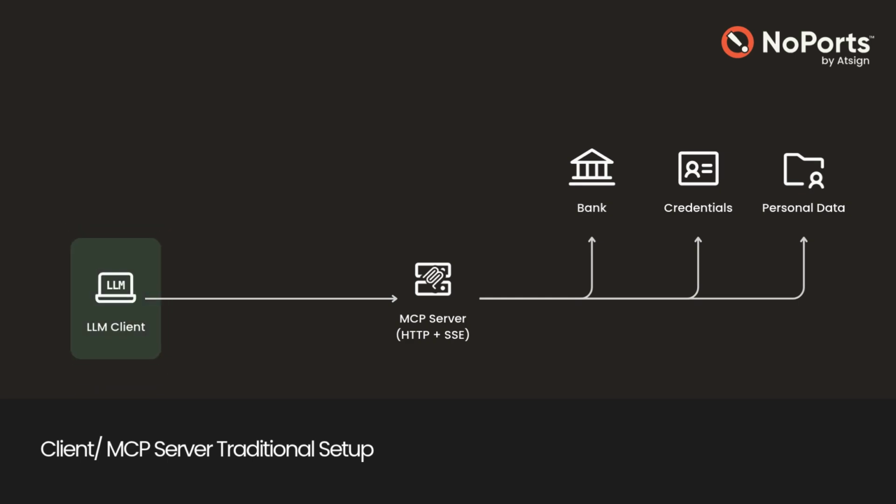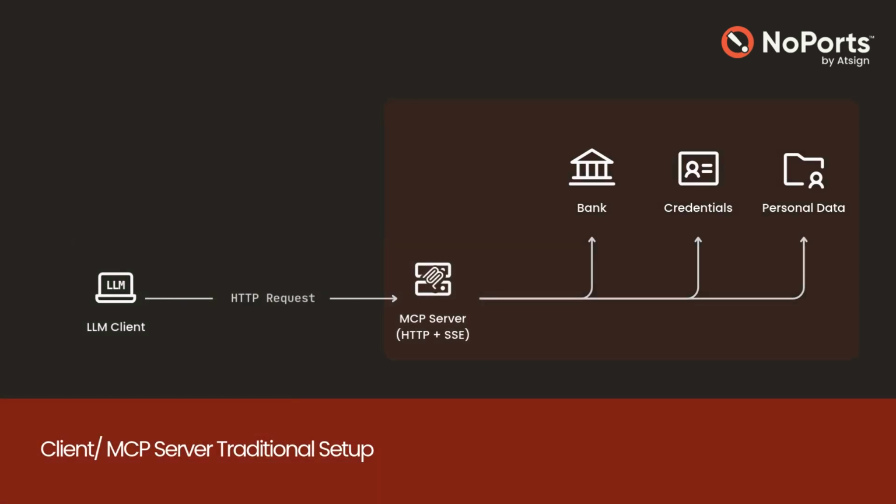Your setup may look like this, where you have an LLM client making HTTP requests to your remote server. And this remote MCP server may have access to some critical and sensitive things like your banking details and personal data. This is bad because this MCP server has to have an open port to the internet, exposing your attack surface.